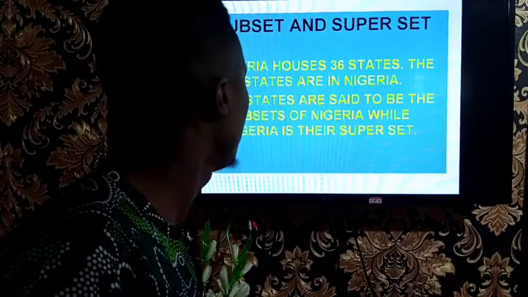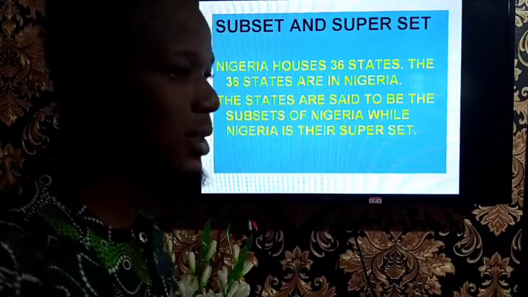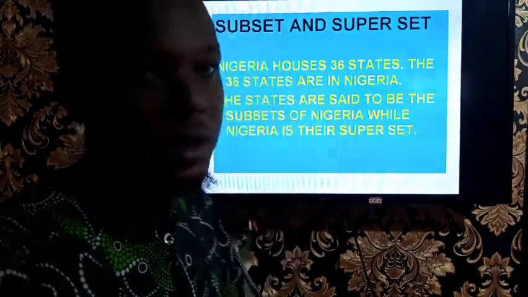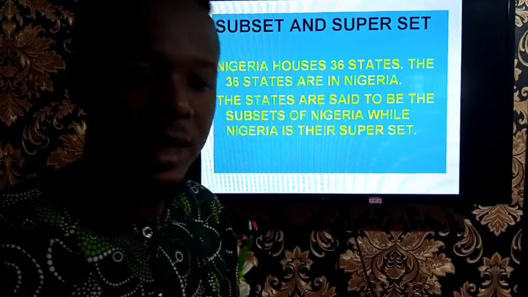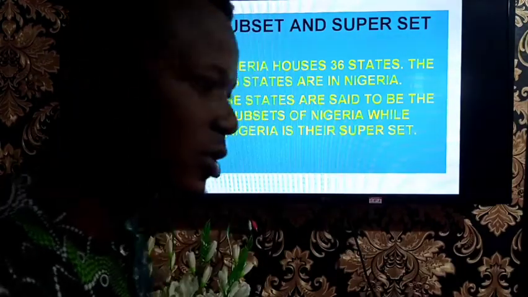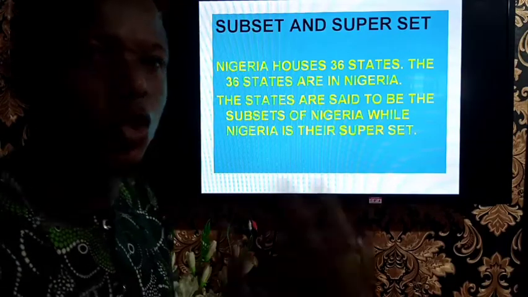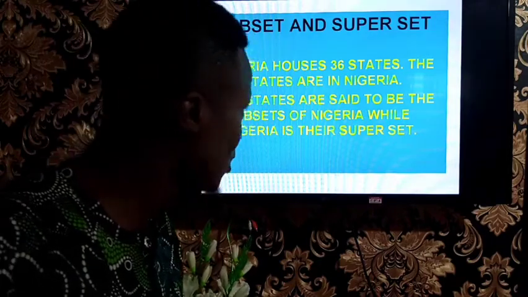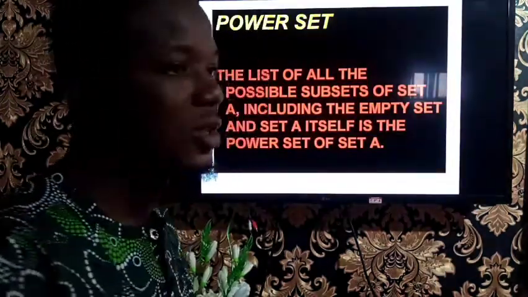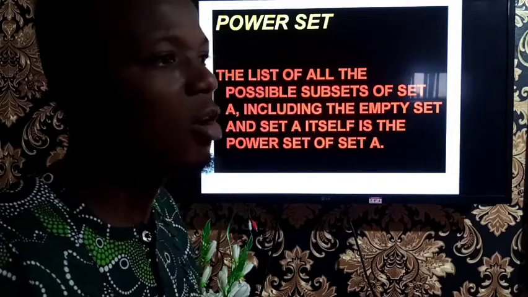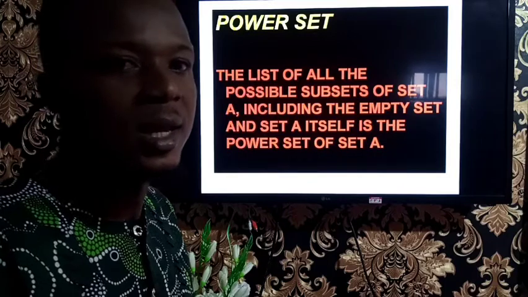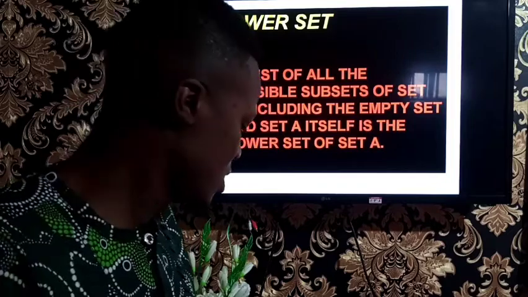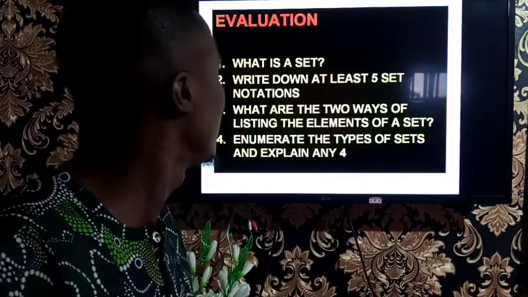Now we have the subset and supersets. I'll just give you a brief explanation of these. You can see that Nigeria contains 36 states. The 36 states in Nigeria are the subsets, sub meaning under, they are under Nigeria. While Nigeria, which is the chief, is the superset of the states in her. So subsets are under a superset. Then power set is just the list. When you try to list all the possible subsets of a given set, including that set itself and the empty set, you are getting the power set of that set. We may explore these power sets in the next class.